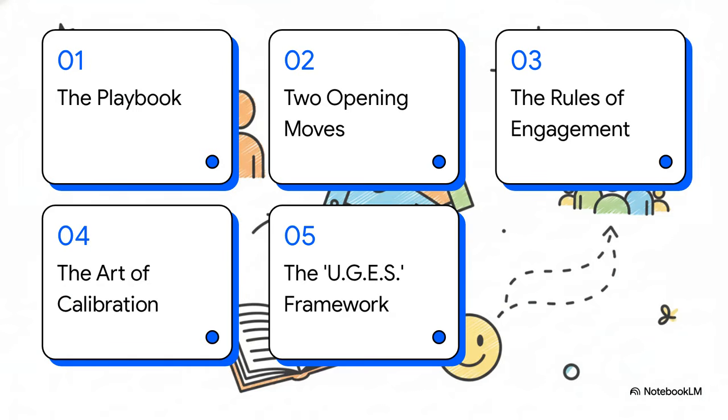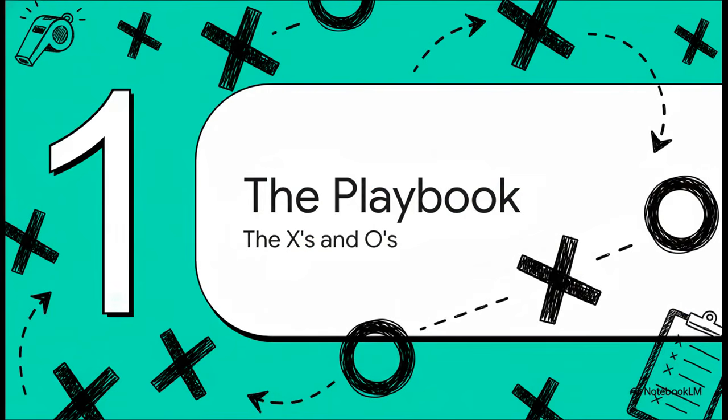So, here's our game plan. First, we'll get the basic language of the playbook down. Then we're going to look at the two main opening moves. After that, we'll get into the specific rules for different group sizes. And finally, we'll unpack this idea of calibration that supposedly makes the whole thing actually work. Okay, let's jump right in.